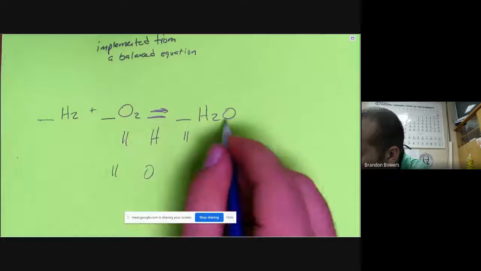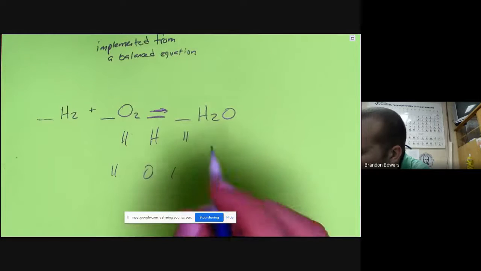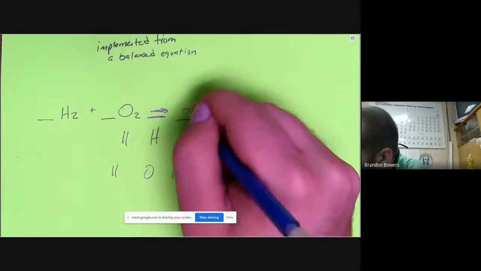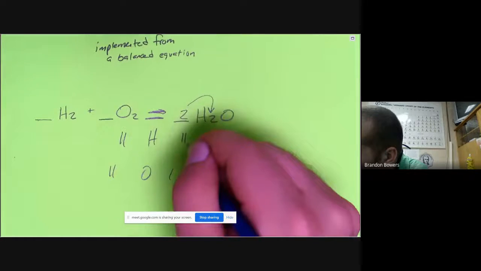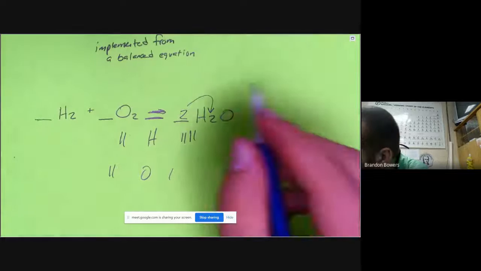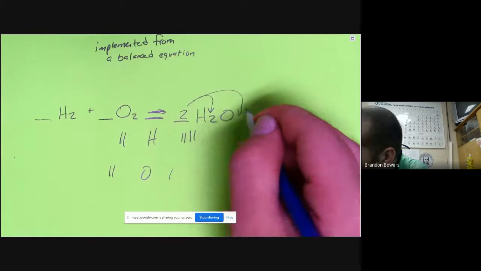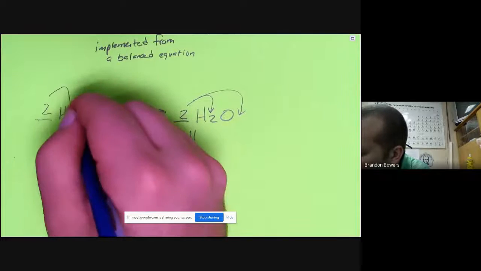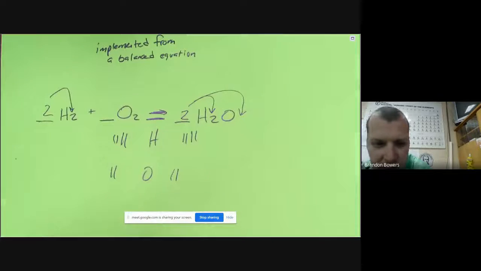2 oxygens on this side, I only have 1 on that side. So my oxygen are off a little bit, so I got to double this side. When I double that, it turns my hydrogen into 4, my oxygen into 2. So my oxygen is good, and now I have to double my hydrogen. Now, is it balanced? It is. So that's the very first step that we're going to do when solving these types of problems.